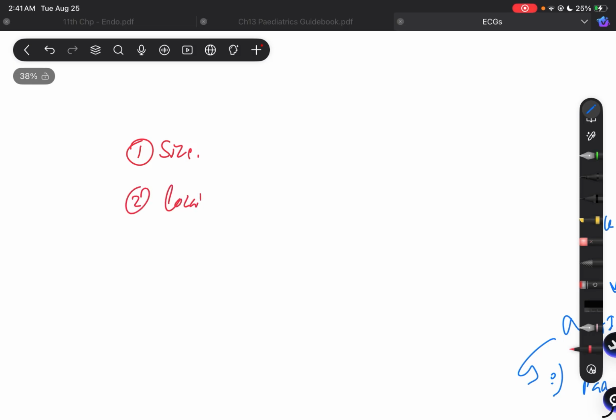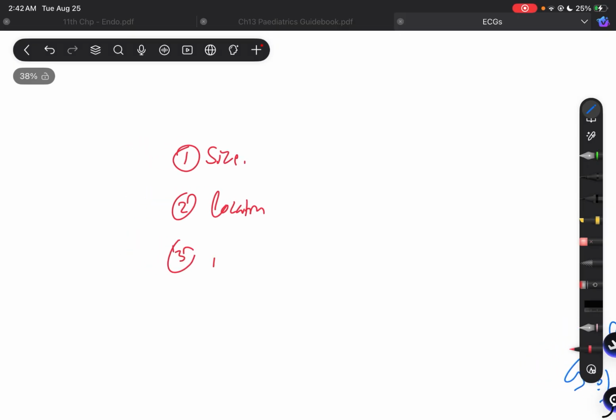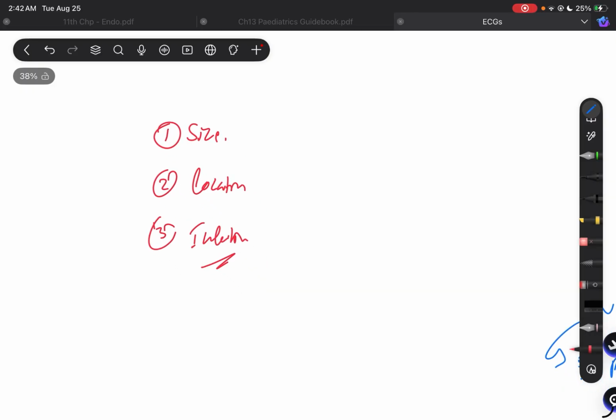Then we go to the location. Where is the stone? Is it proximal or is it distal? This matters a lot. Next, we look at infection. Does this patient have an infection or not? Does the patient have fever, systemic illness, pyuria, UTI evidence, or sepsis? Number four, obviously we look at renal function. Is it threatened or is it normal?